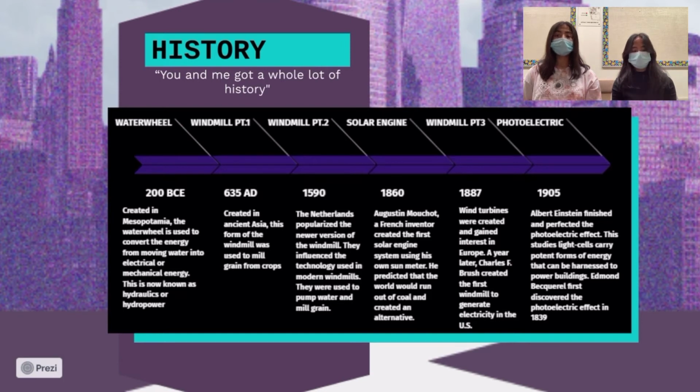1905. Albert Einstein finished and perfected the photoelectric effect. This studies light cells which carry potent forms of energy that can be harnessed to power buildings. Edmund Becquerel discovered the photoelectric effect in 1839.